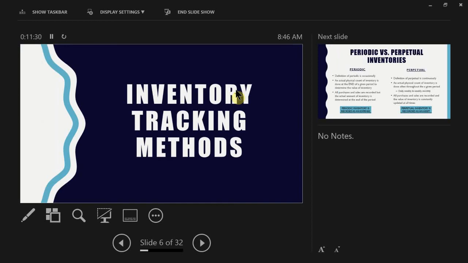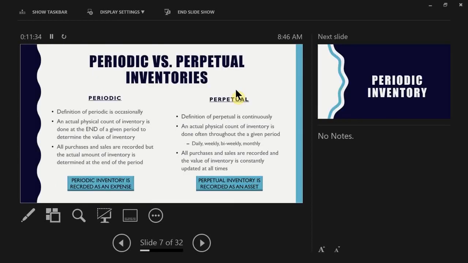So now I'm going to talk about how inventory is tracked. Now there are two tracking methods when it comes to tracking inventory. We have periodic inventory and we have perpetual inventory, okay? Now I'm going to explain pretty briefly about each one, but for the remainder of this chapter, we're only going to primarily focus on periodic.